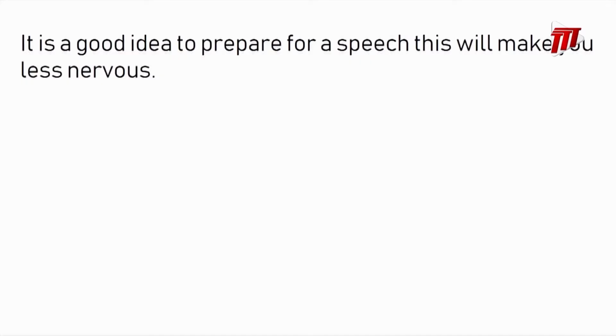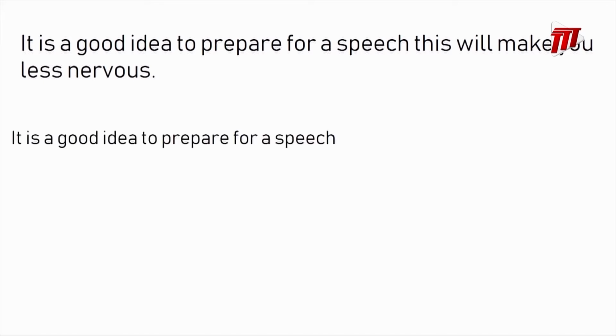Let's look at this sentence. "It is a good idea to prepare for a speech. This will make you less nervous." We have our run-on sentence right here, and we have two independent clauses. Read it carefully and see if you can find these two independent clauses. So here it is: "It is a good idea to prepare for a speech." That's one complete thought. "This will make you less nervous." That's another complete thought. We don't want to fuse them together without something in the middle, and we can't use a comma, so let's figure it out.